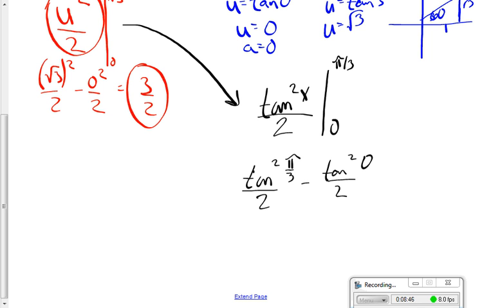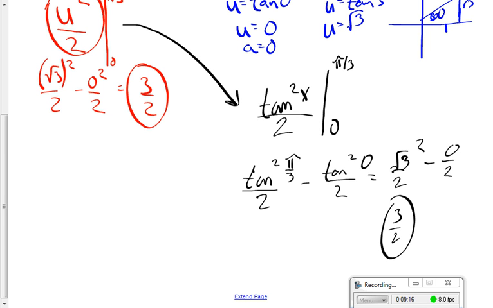Is something coming together that looks familiar? What did we say tan pi over 3 was? We just did it. Square root of 3. This is root 3 squared over 2 minus 0 squared over 2. Does it look familiar? We end up with the same answer. Do you like changing the bounds or do you not like changing the bounds? I'll leave it up to you as long as you're careful. Okay?